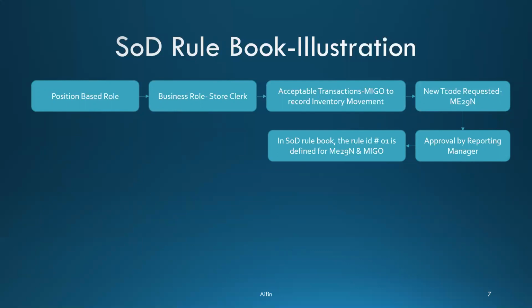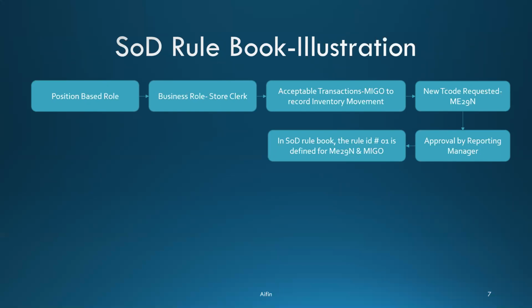But it is very difficult to explain to other functions in an organization, and that's where system controls play a vital role. So the moment we get approval in the system, this user who already got access to MIGO has now requested ME29N, which has been approved by the reporting manager. The system checks.